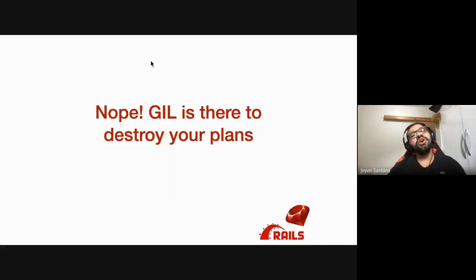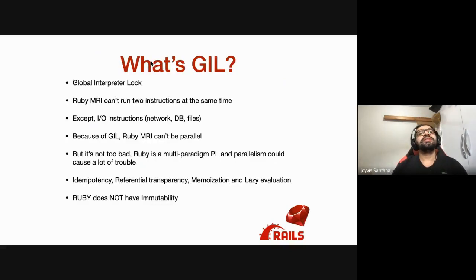No, you can't run all the code at the same time because you have the GIL. The GIL is there to destroy your plans. But what is the GIL? GIL is the Global Interpreter Lock. Basically, a lot of C-based languages have the same limitation, the global interpreter lock.